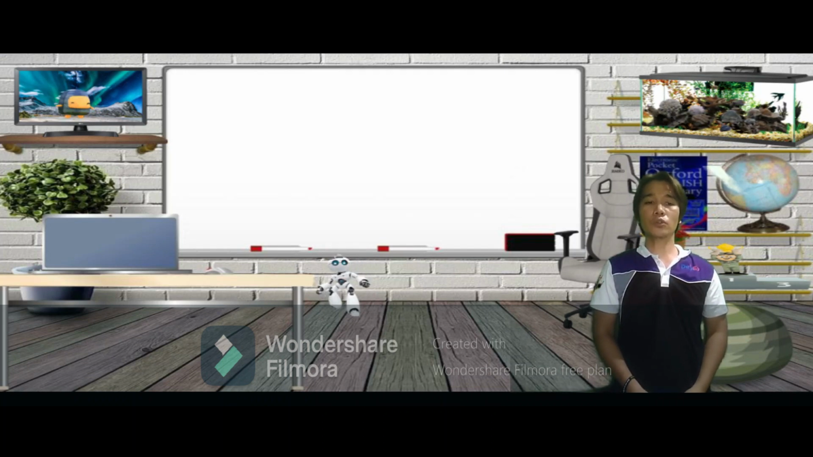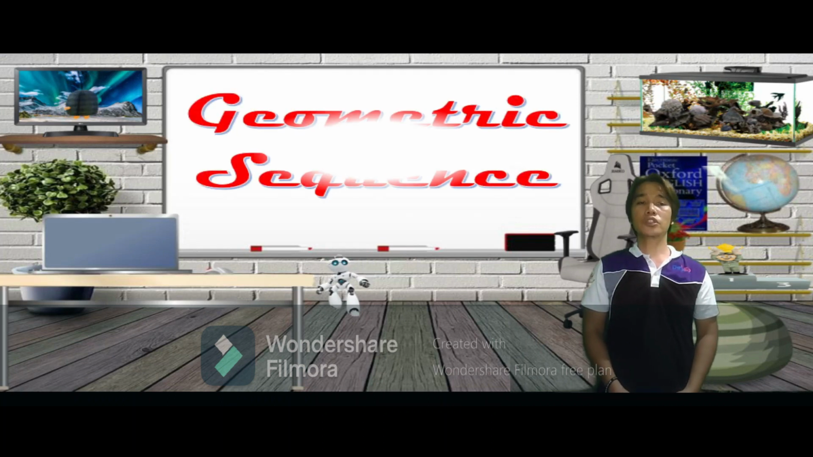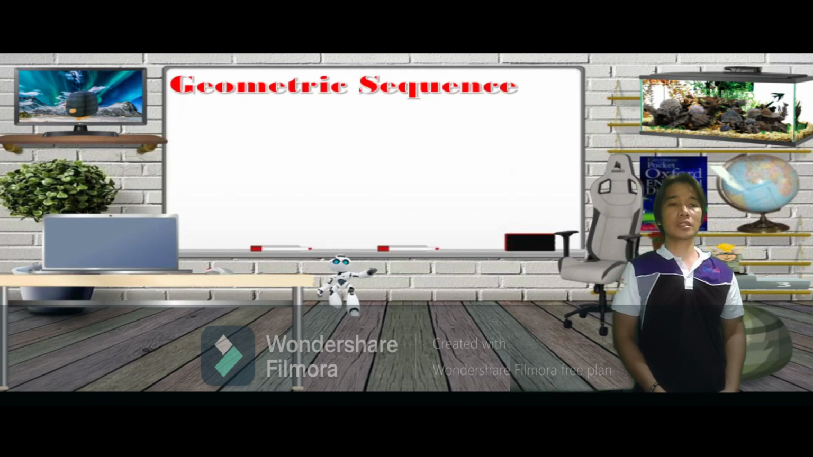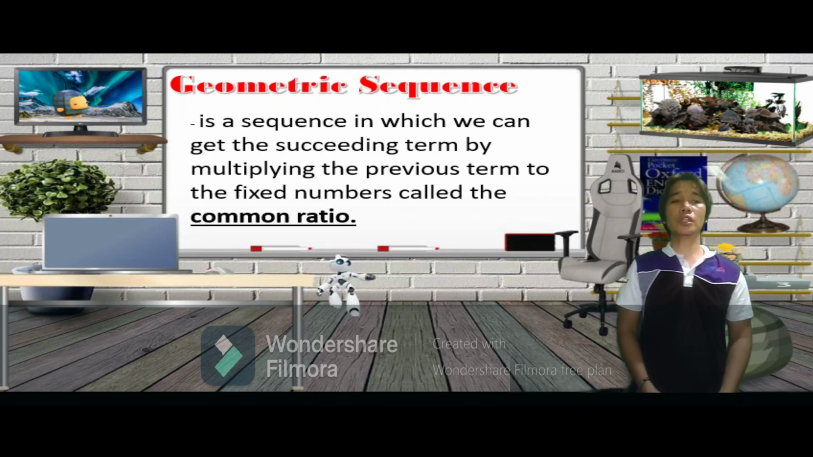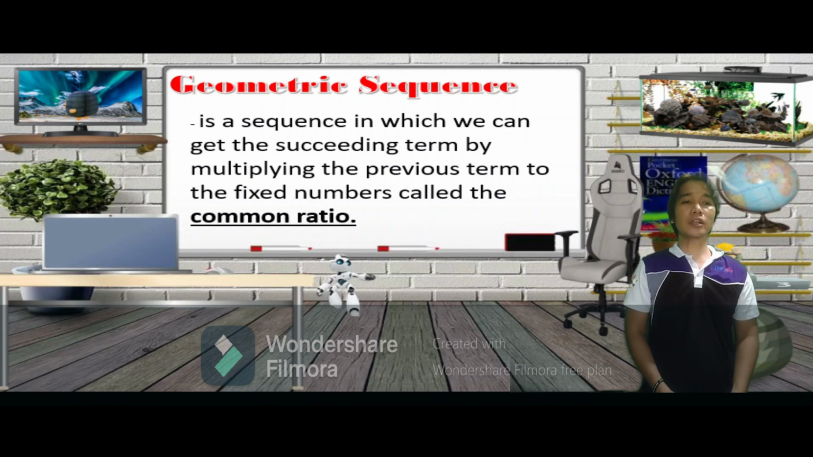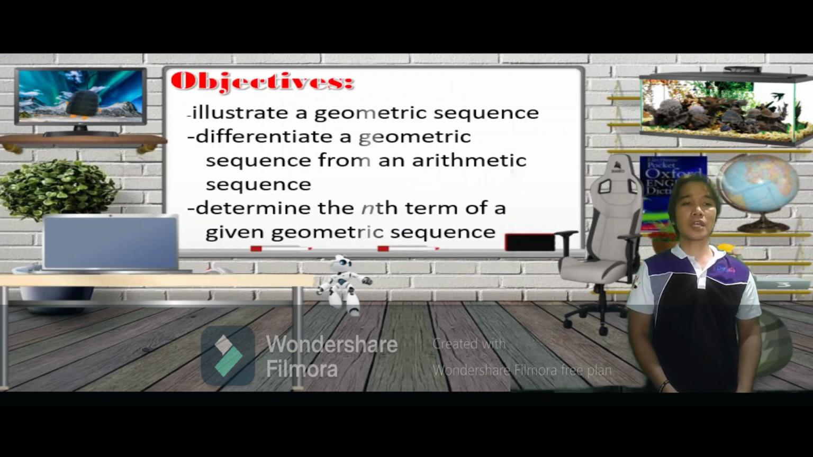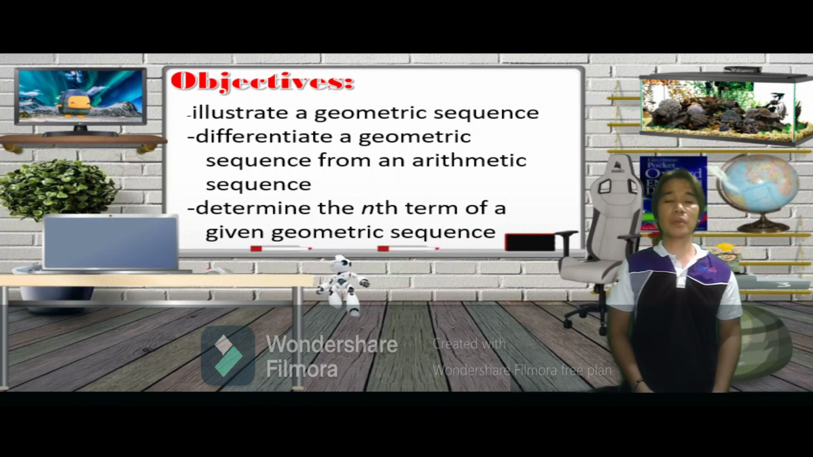For today's lesson, we are going to talk about geometric sequence. Basically, we define geometric sequence as a sequence of numbers in which we can get the succeeding term by multiplying the previous term by a fixed number called the common ratio. At the end of this discussion, you should be able to illustrate a geometric sequence, differentiate a geometric sequence from an arithmetic sequence, and determine the nth term of a given geometric sequence.